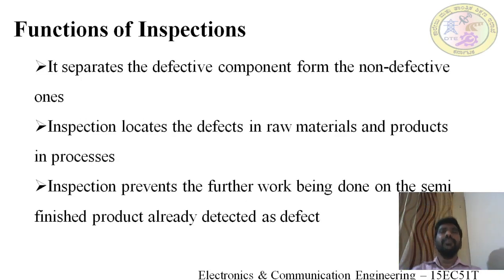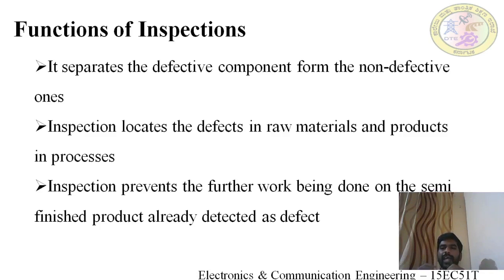Next is the function of inspection. What are the functions of inspection? In the definition itself, it says separation of the defective item from the non-defective item. That means you need to separate the good and bad product, so the bad product should not reach the customer end. The customer only receives the good product, then only the quality will be improved.